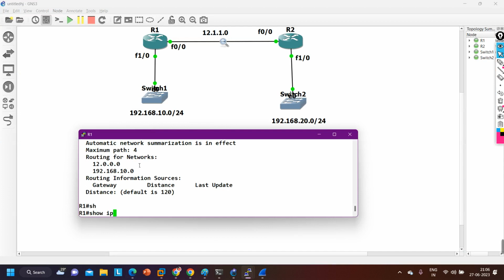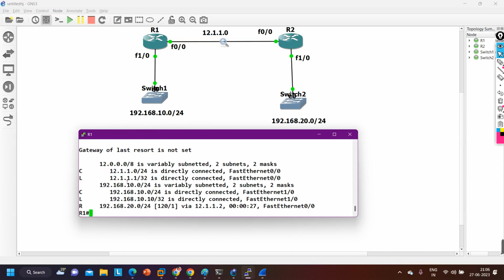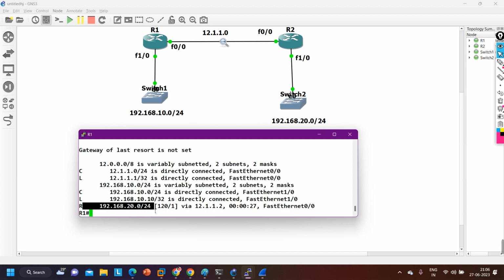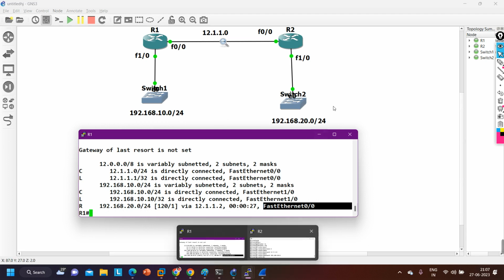you can see show IP route. In the routing table there is one entry. This router has learned this network from RIP, so R for RIP over here. Network is 192.168.20.0/24, AD value is 120 and next hop IP address is 12.1.1.2. It learned it just 27 seconds ago, on FastEthernet 0/0. So it has stored this network information in the routing table.